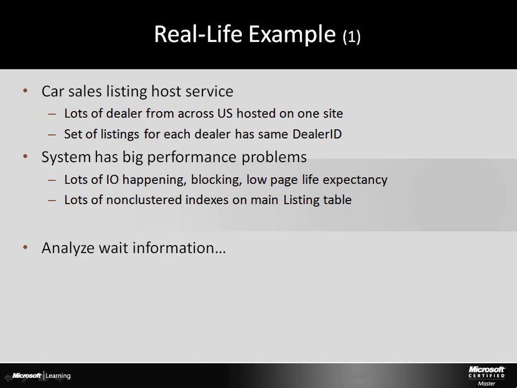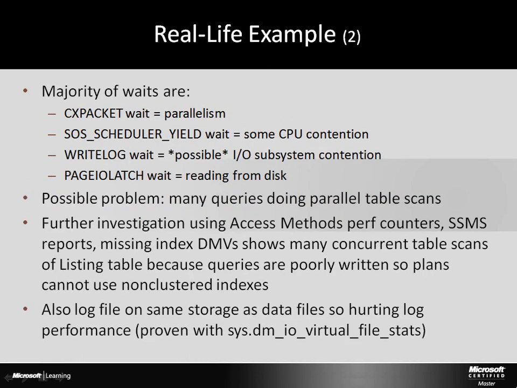Okay, lots of non-clustered indexes on this one big table called listing that has all this information stored in it. There's a huge amount of I/O going on. Some of the queries are seeing blocking. The buffer pool has a low page life expectancy. So by looking at the wait information, we can see that there are a lot of waits occurring. The major percentages are CX packet waits, which can say that there's parallelism going on that we might not want, SOS scheduler yield waits that can indicate some kind of CPU contention, and write log waits which can possibly indicate I/O subsystem problems with the log.